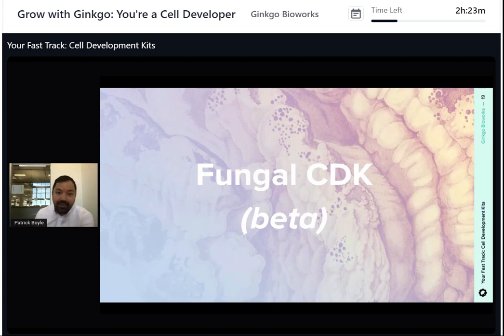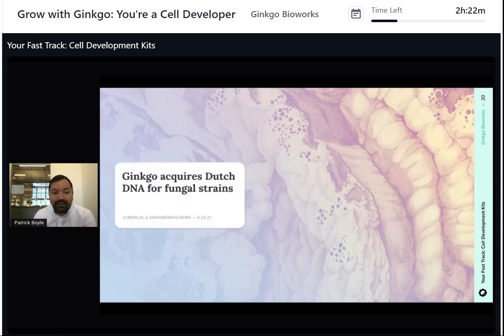The second CDK that I want to introduce to you is one that's based on fungi. And now this is a newer CDK for us. We're calling this our beta, as we're really looking to bring this new strain onto our platform. And it's relatively new to us because we brought it on board via the acquisition of a company called Dutch DNA. So Dutch DNA, for folks who aren't familiar with them, is a company based in the Netherlands that became part of Ginkgo Bioworks in July 2021.